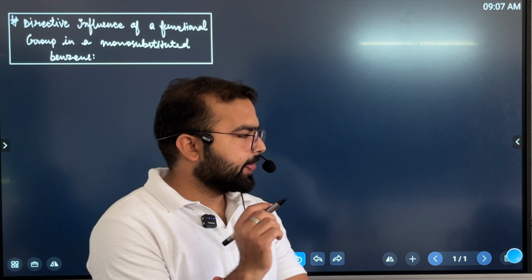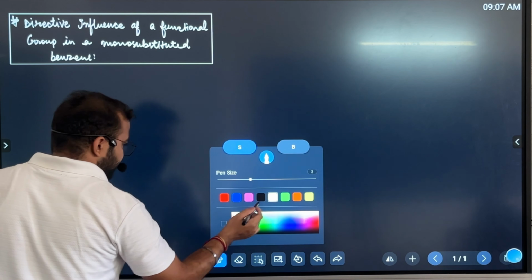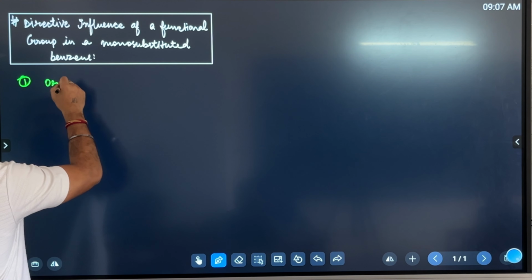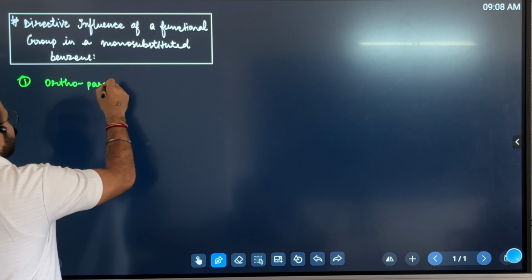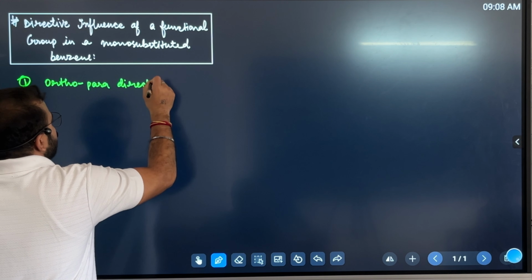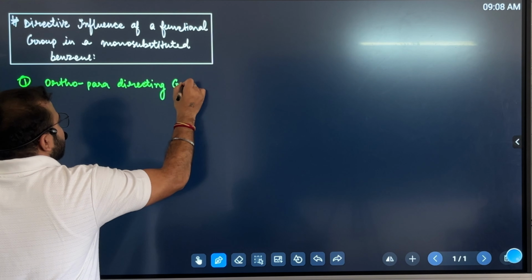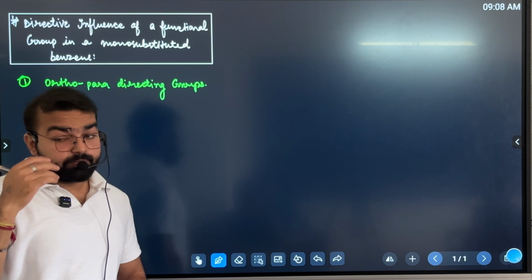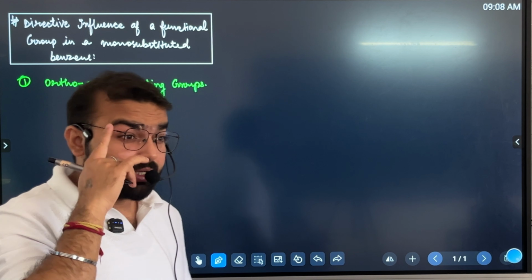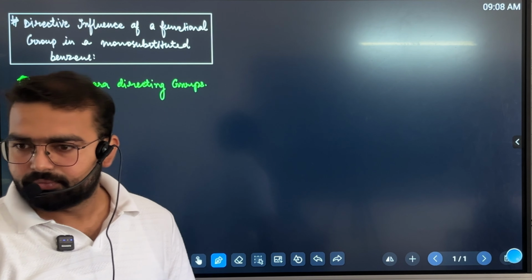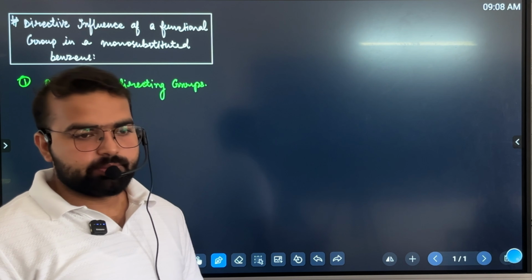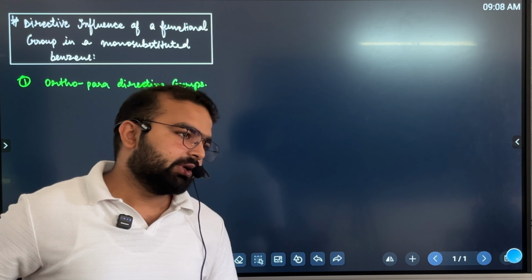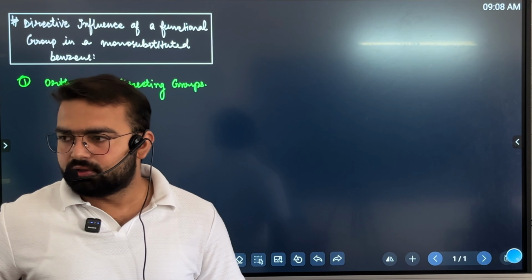Okay, so the first heading we have here is: what are ortho para directing groups? Ortho para directing groups. The groups which show plus R effect are called ortho and para directing groups. Again I am telling, those groups specifically which are producing plus R effect will be called ortho and para directing groups.